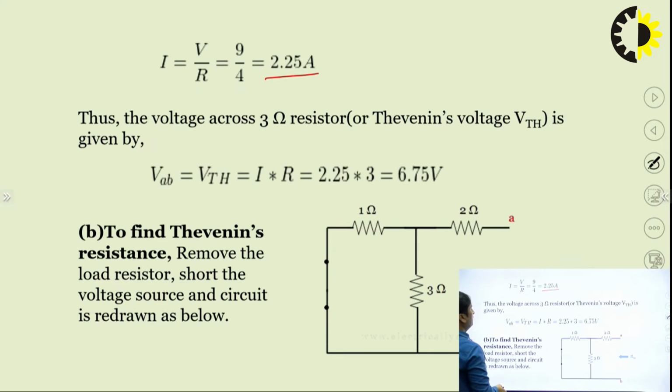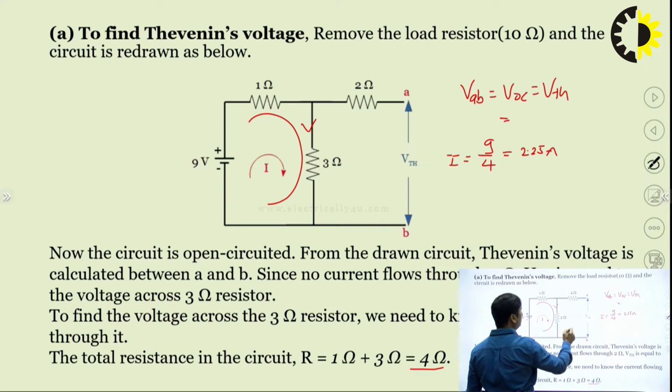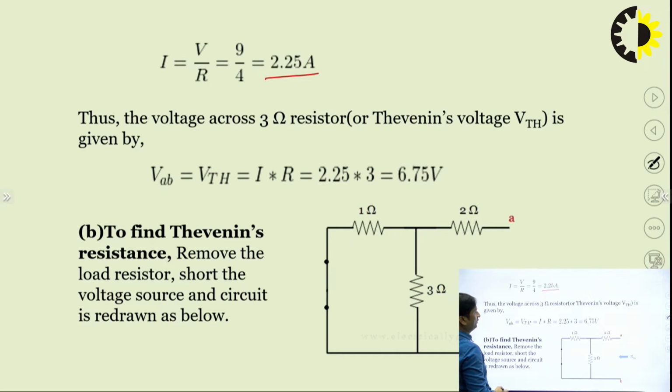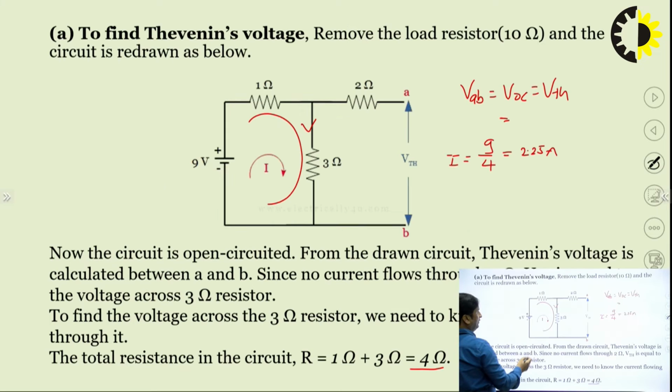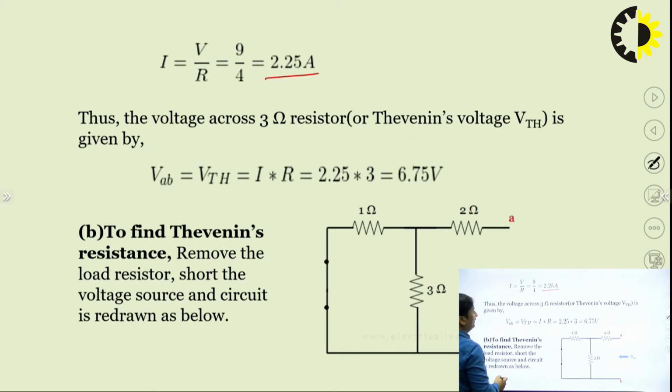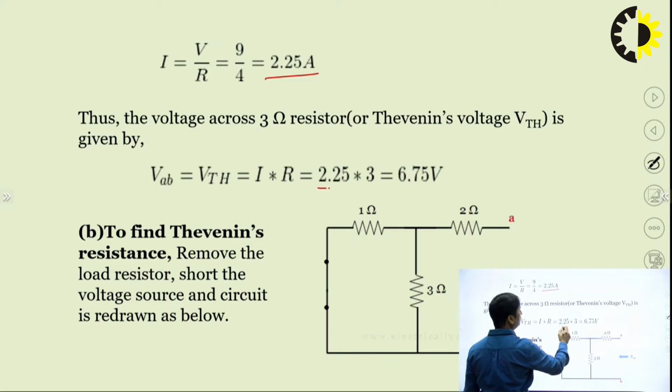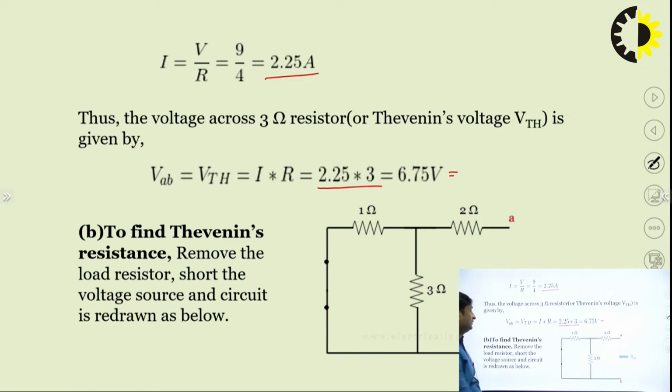So the Thevenin voltage is the voltage across the 3 ohm resistance, which is equal to VTH, and that must be equal to I into R. So VTH, which is VAB, is equal to I into R. So 2.25 into 3 is equal to 6.75 volt. So this is our Thevenin voltage.